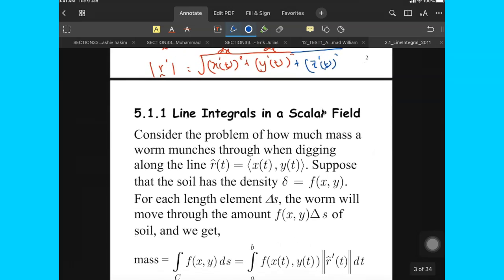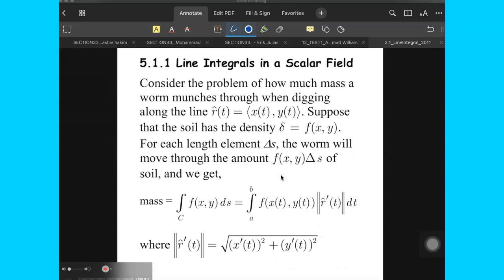Since I mentioned line integral just now, there are two kinds of function when you want to deal with the line integral. Whether it is a scalar field or a vector field, which means that the integrand you have is a scalar field or a vector field. So now we start with finding the line integral for a scalar field.